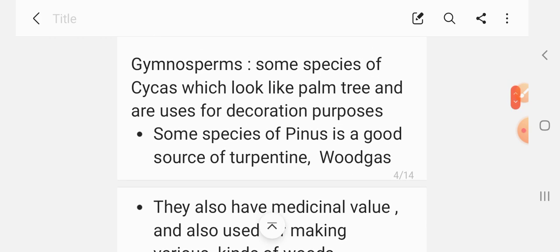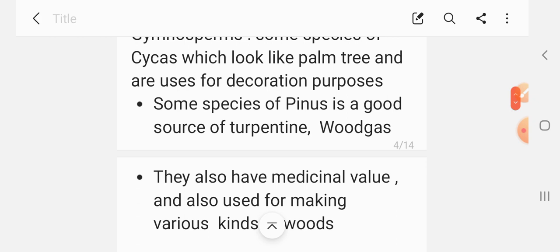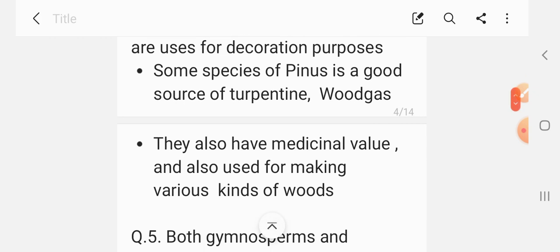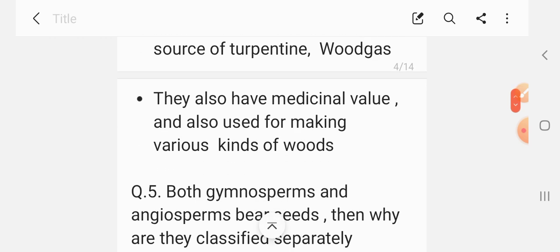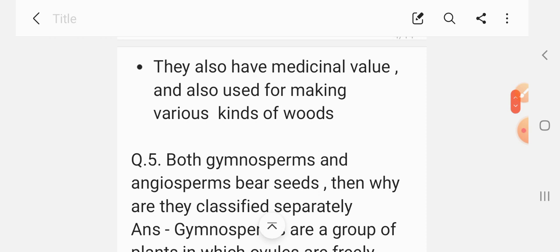Gymnosperms. Some species of Ficus which look like palm tree are used for decoration purposes. Some species of Pinus are a good source of turpentine and wood gas. They also have medicinal value and are also used for making various kinds of woods.